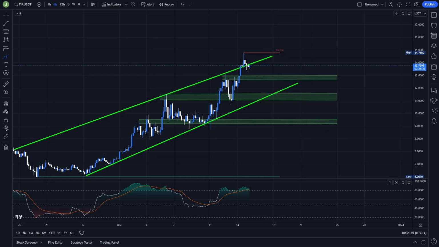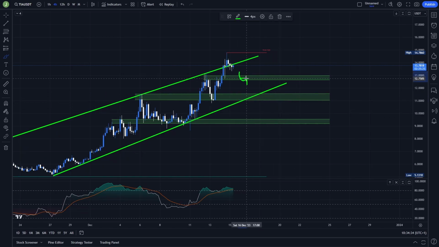long trade. Let's now take a look at the second long scenario, and in my opinion this second scenario is much better than the previous one. So if there won't be a support confirmation and the price will go test this area, then I will be thinking about opening a long trade.